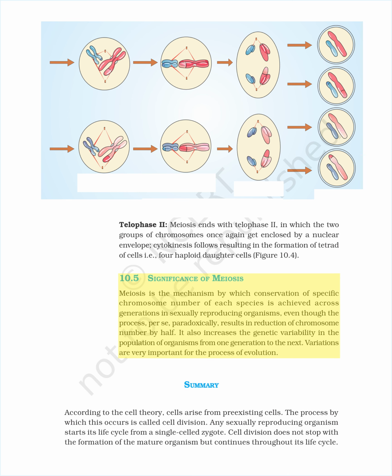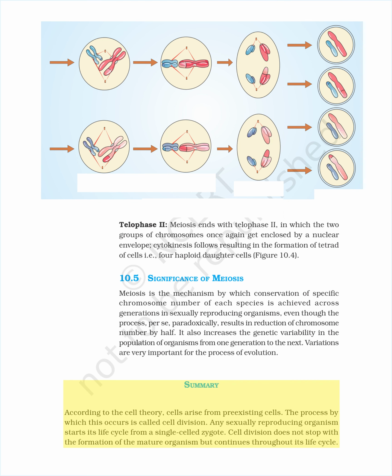10.5 Significance of meiosis. Meiosis is the mechanism by which conservation of specific chromosome number of each species is achieved across generations in sexually reproducing organisms, even though the process, per se, paradoxically, results in reduction of chromosome number by half. It also increases the genetic variability in the population of organisms from one generation to the next. Variations are very important for the process of evolution.